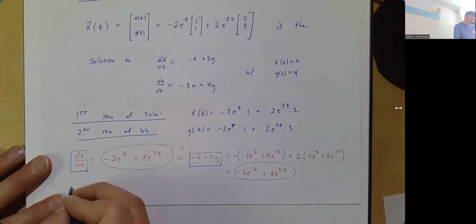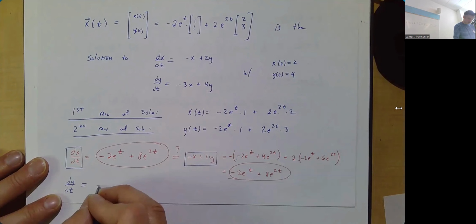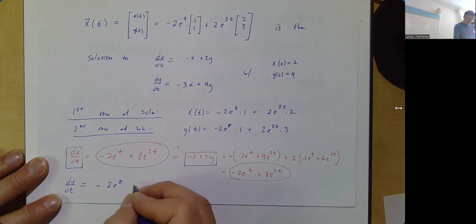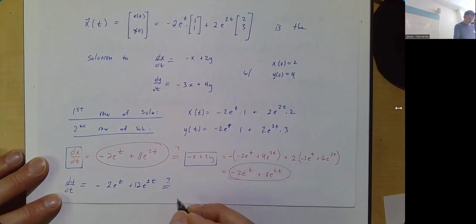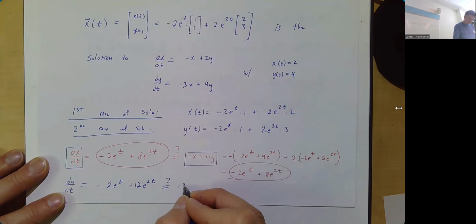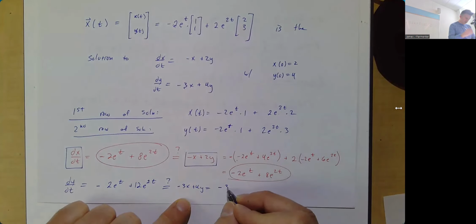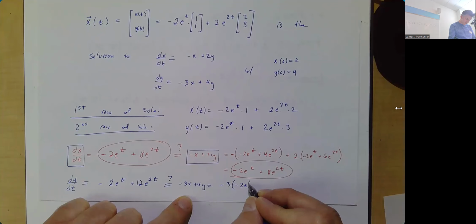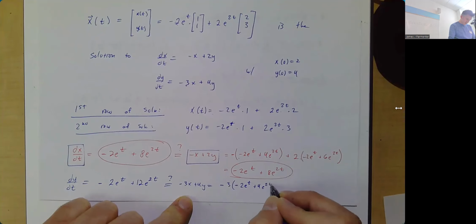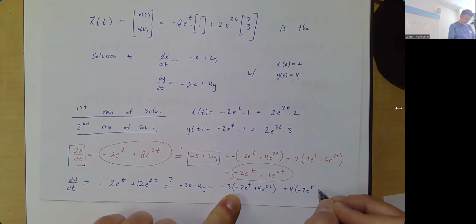It is also true that dy/dt, which is equal to the derivative of this, so it's going to be -2 e to the t plus 6 times e to the 2t times 2, so 12 e to the 2t. That is going to equal -3x plus 4y. Which again, -3 times all this stuff here. So x is still what it was, -2 e to the t plus 4 e to the 2t, plus 4 times -2 e to the t plus 6 e to the 2t.